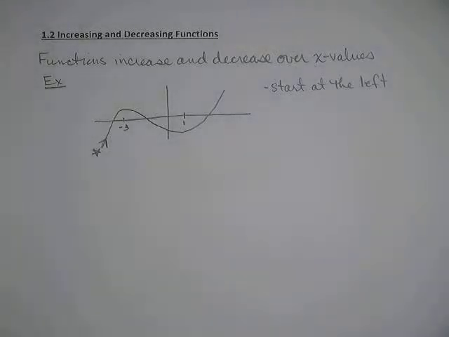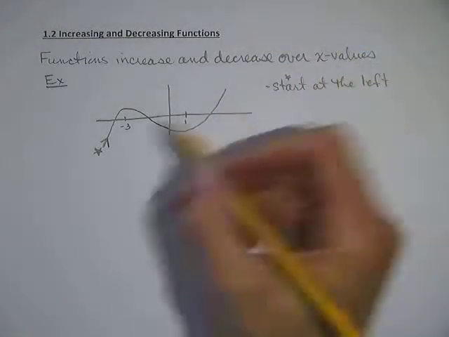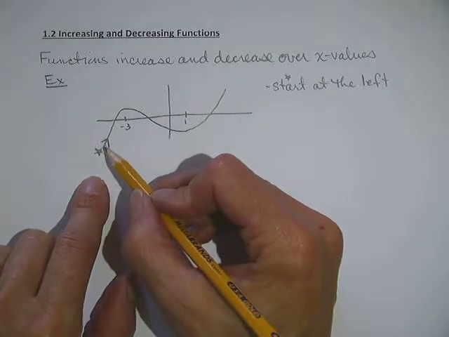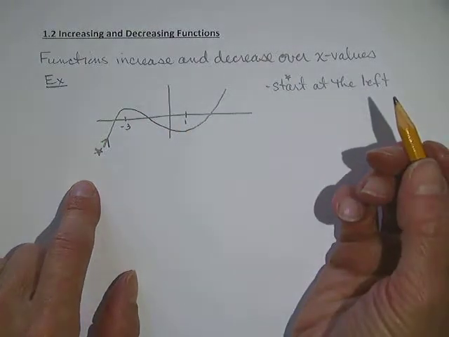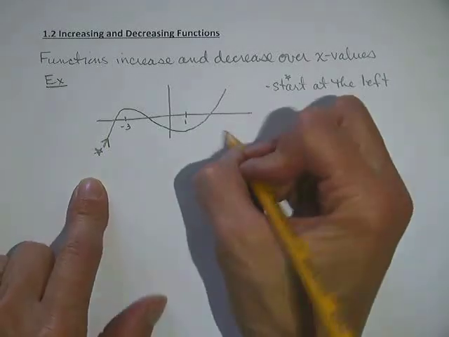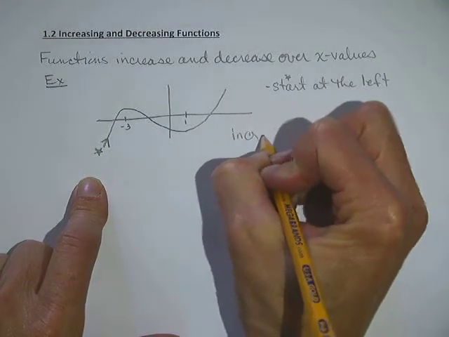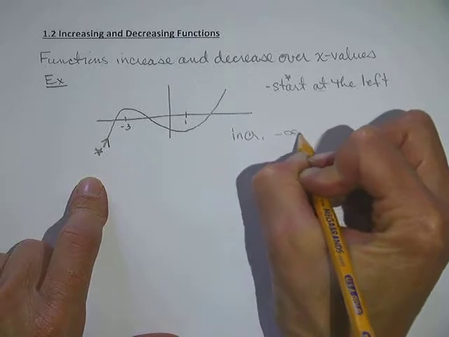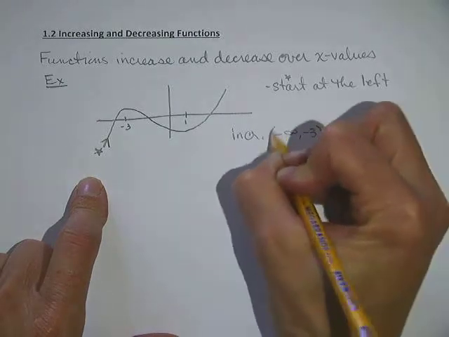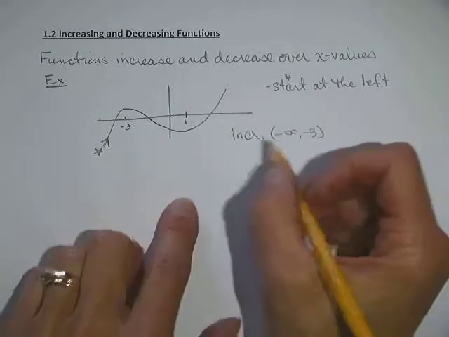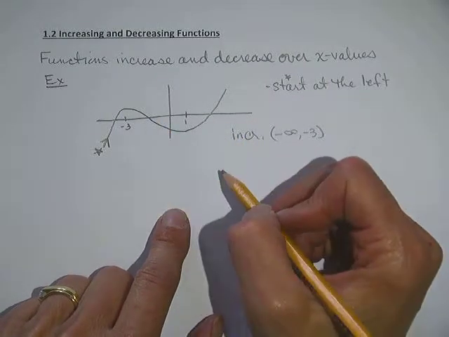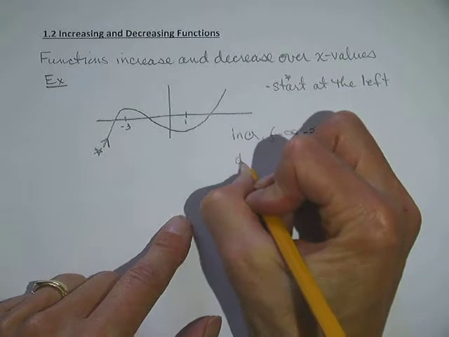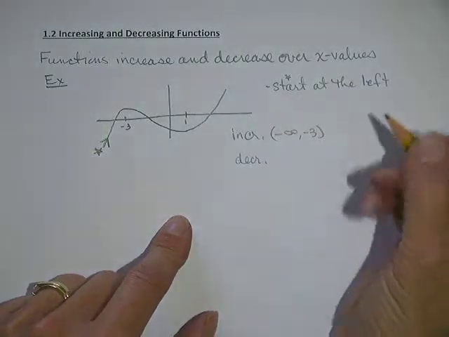Okay, so I start here. For how long do I continue to go up? Until I get at what value? That's right. So I increase from negative infinity to negative 3. Okay? And then, as I'm looking at this, I'm going to be going down. And then I'm going to decrease from where to where?